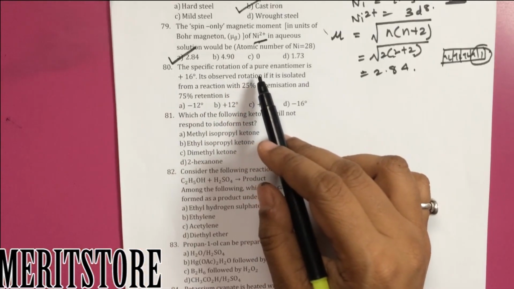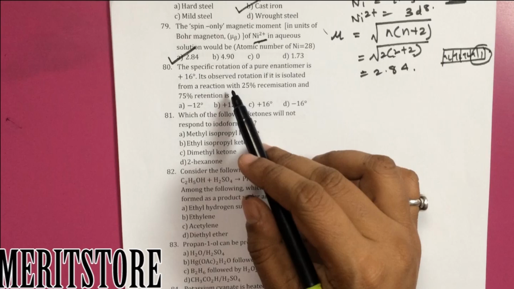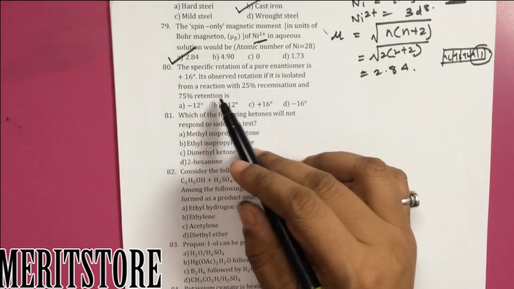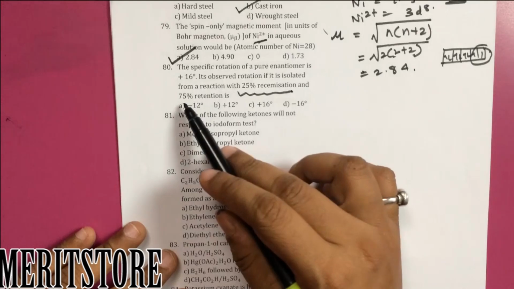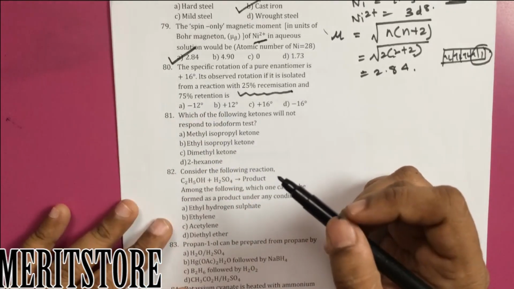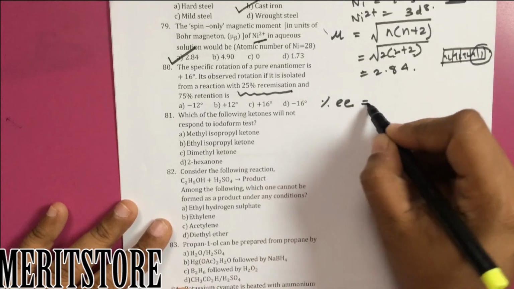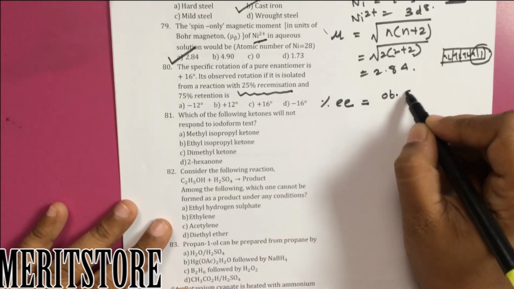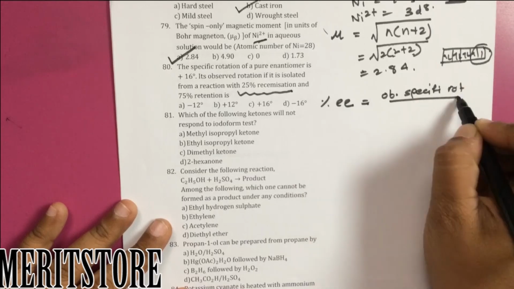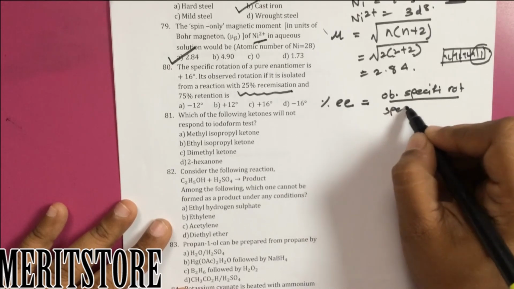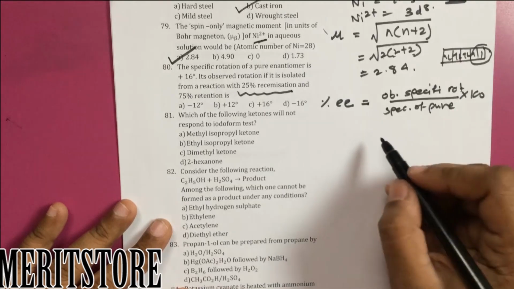Question number 80. The specific rotation of the pure enantiomer is plus 16. Its observed rotation, if it is isolated from the reaction with 25% of racemization and 75% of the retention. Now percentage enantiomeric excess is equal to the observed specific rotation we need to find divided by the specific rotation of the pure enantiomer into 100.